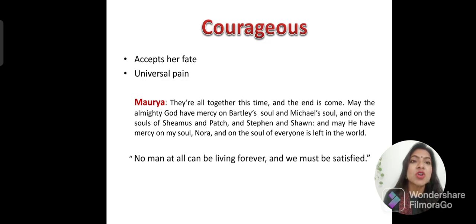She says, "They are all together this time, and the end is come. May the Almighty God have mercy on Bartley's soul and Michael's soul, and on the souls of Seamus and Patch and Stephen and Sean, and may He have mercy on my soul, Nora, and on the soul of everyone is left in the world." यहाँ पे मौर्या कहती है कि अब वो सभी क्या हैं, साथ में हैं.